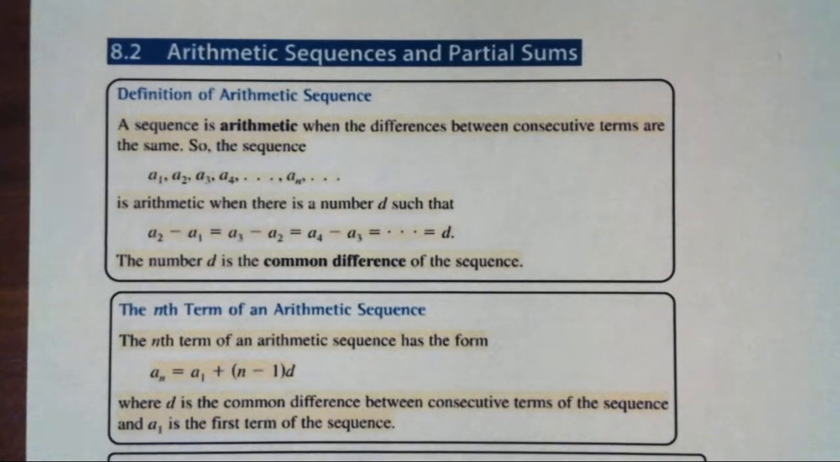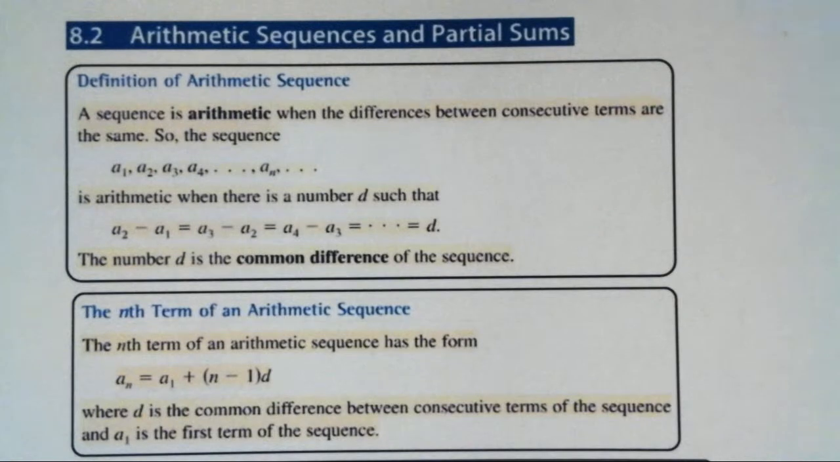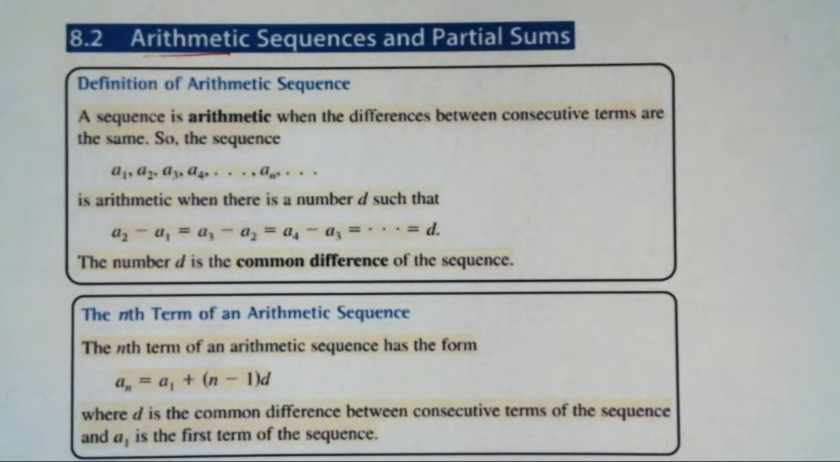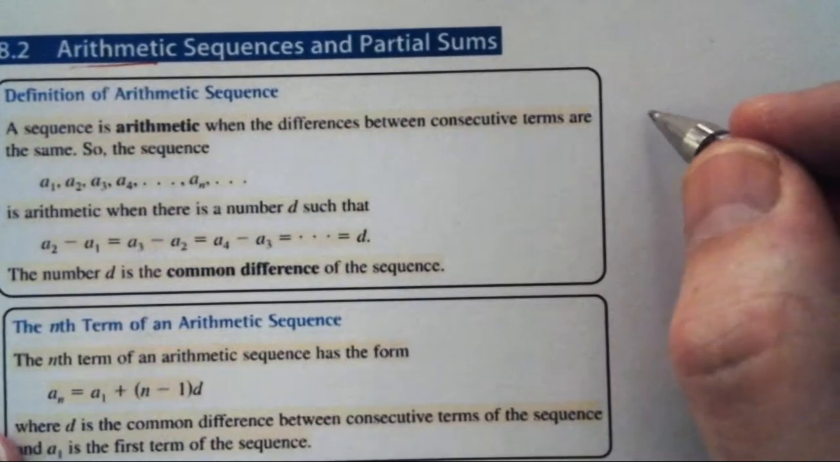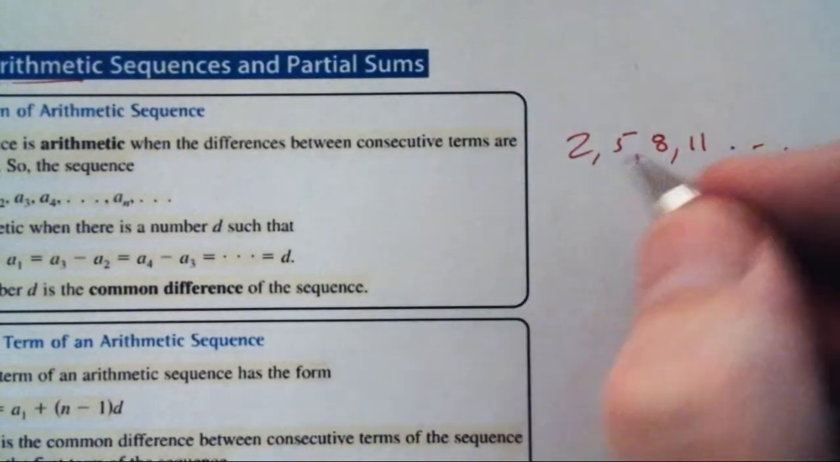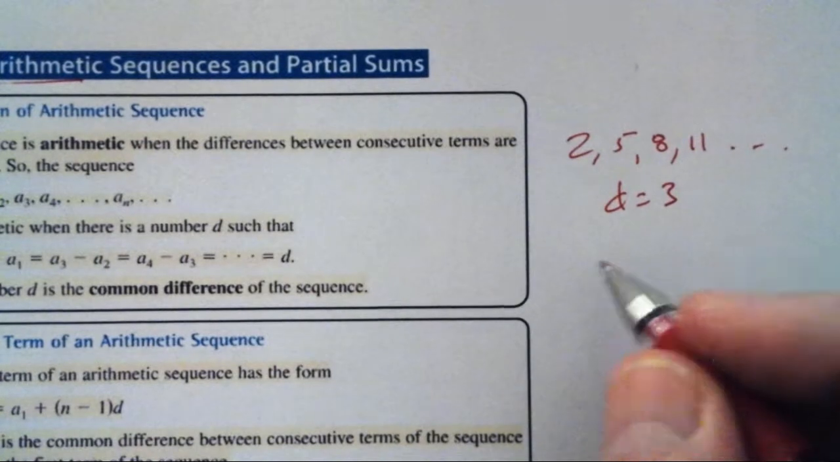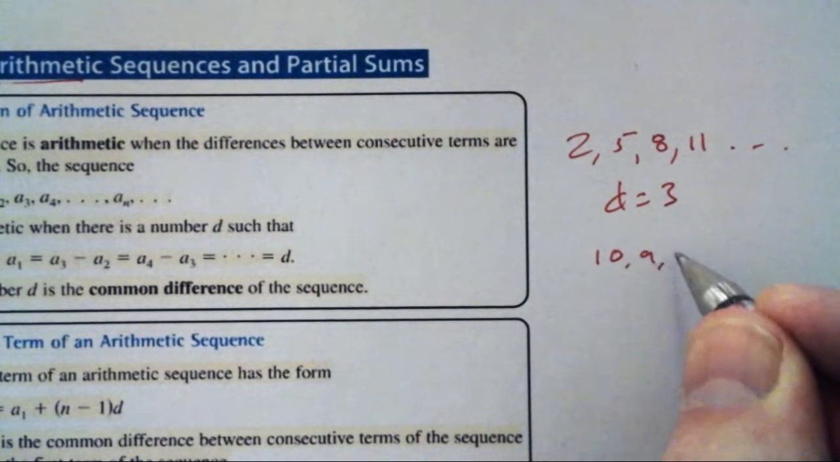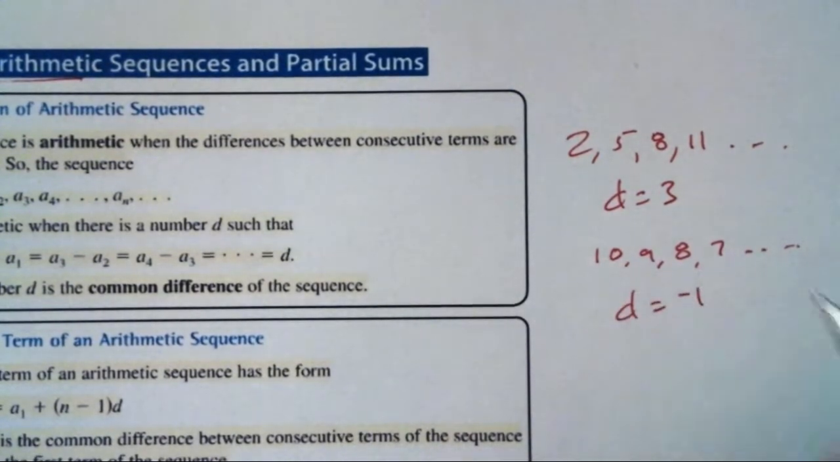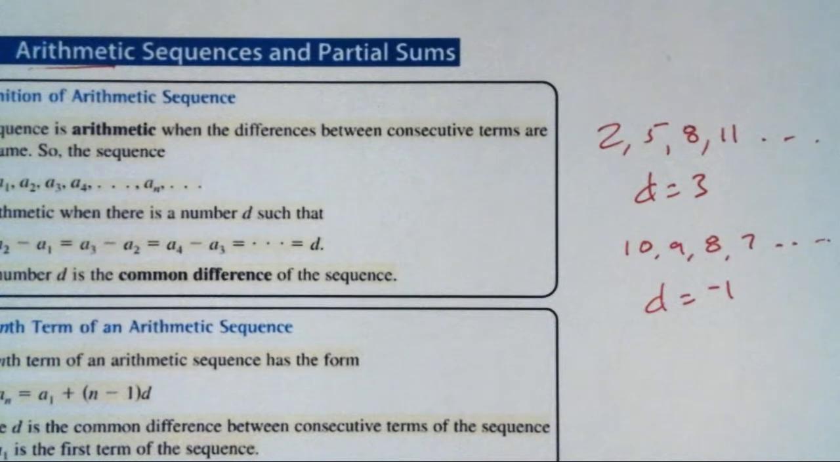Welcome to 8.2, Arithmetic Sequences and Partial Sums. In a lot of regards, this is an easier section than 8.1, because an arithmetic sequence is a sequence that goes up by a constant amount each term. So like 2, 5, 8, 11 is arithmetic, and we would say that the difference is 3. Or 10, 9, 8, 7 is arithmetic, and we would say the difference is -1. So some of the things that were challenging about 8.1 aren't going to be in this section.